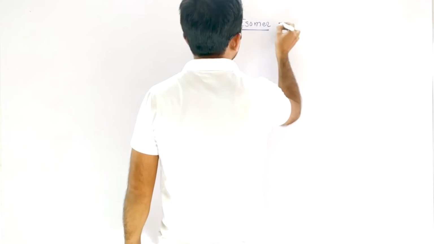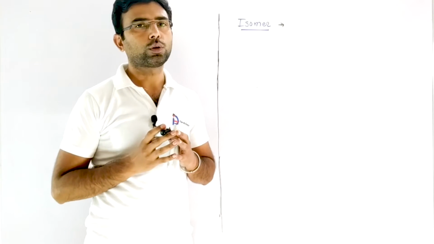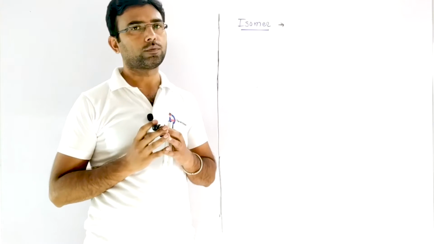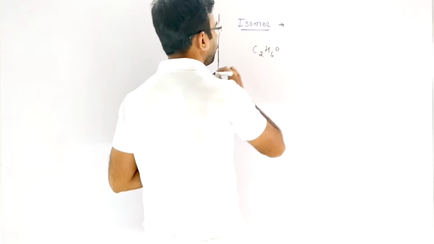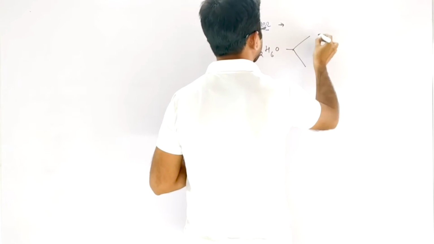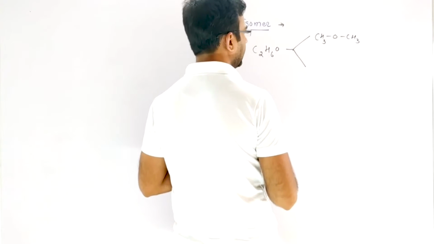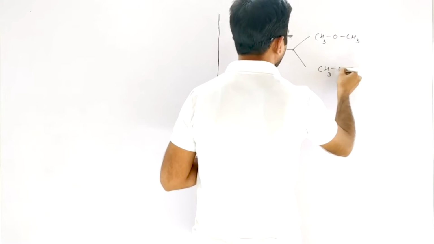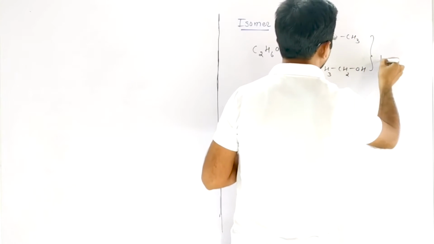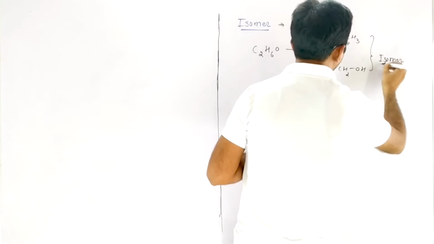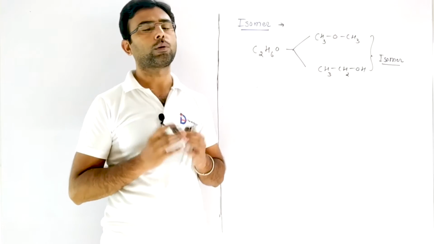First, what is an isomer? Basically, isomers are compounds which have similar molecular formula but different structural formula. Like we have the formula C2H6O. From this formula we represent dimethyl ether, and the similar formula we also represent ethyl alcohol. So these are isomers of one another. Molecules having similar molecular formula but different structural formula are known as isomers.